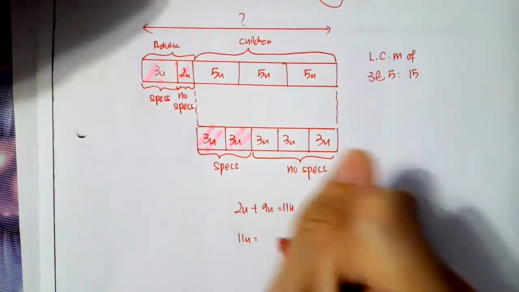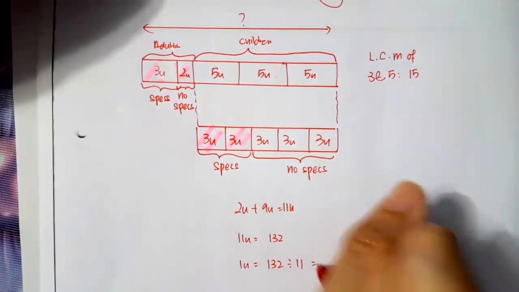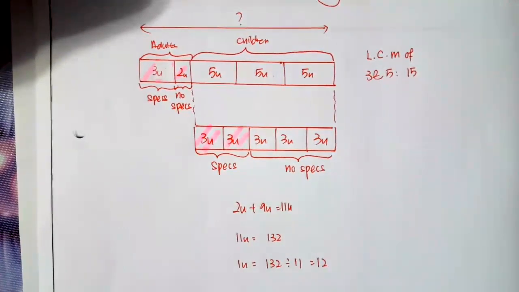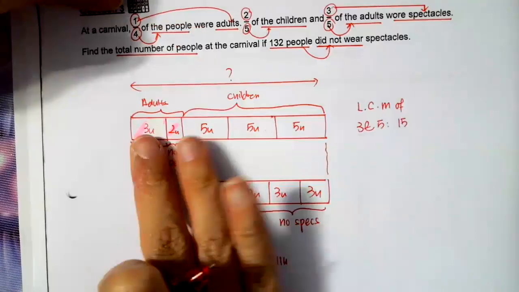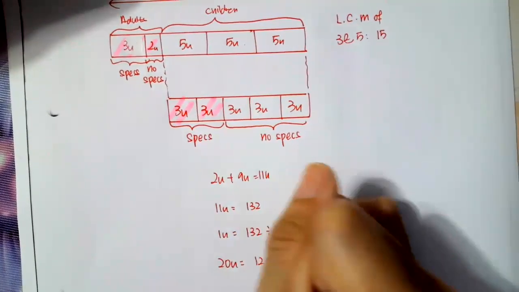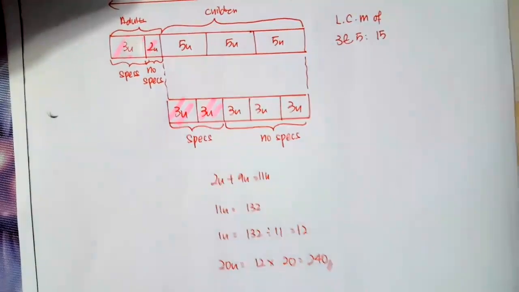Okay, so 11 units would be 132. 1 unit will be 132 divided by 11, which is 12. All right, so total would be 5, 10, 15, 20. There are 20 units here. So that will be 12 times 20, which is 240 people. That's it. Okay.